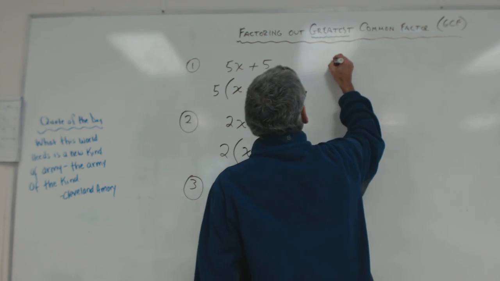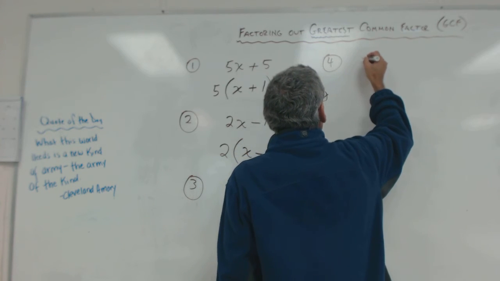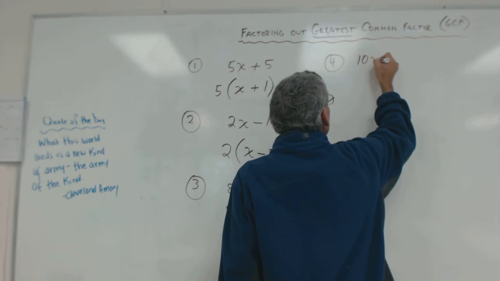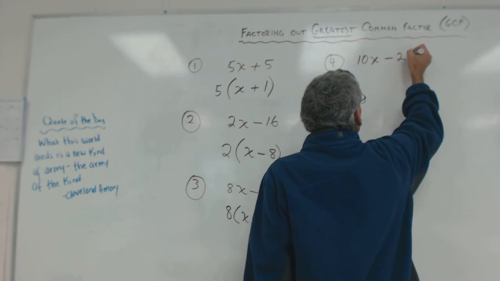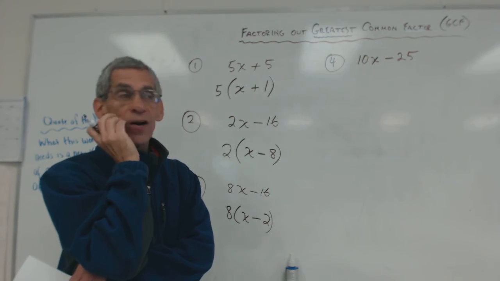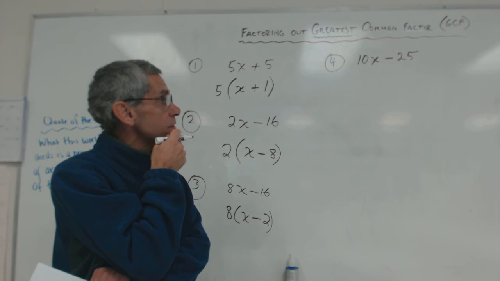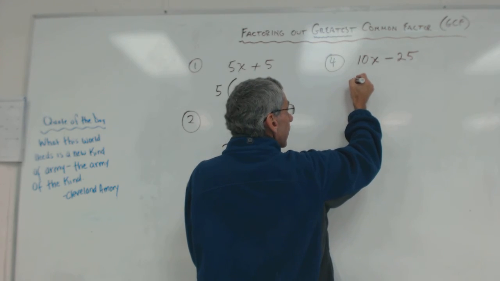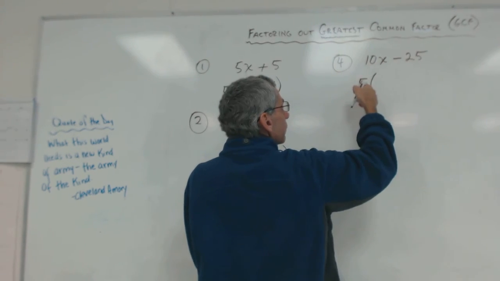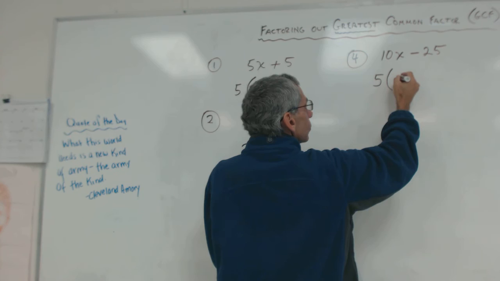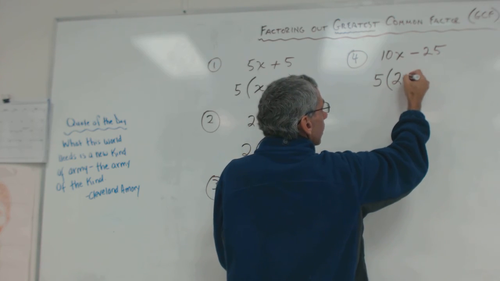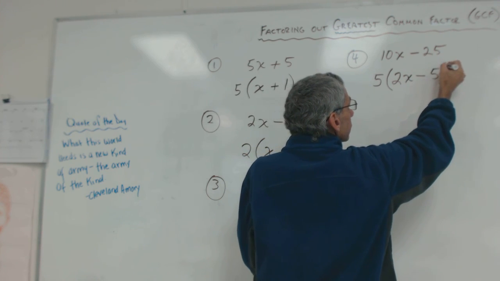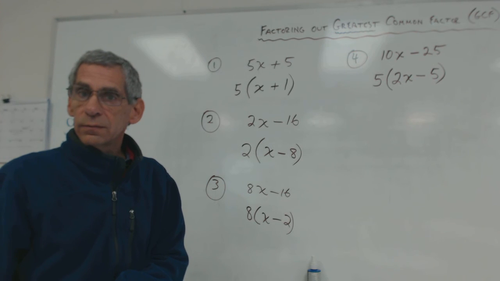And then how about this one? What if I gave you 10x minus 25? 5 goes into both of those, right? 10 doesn't. So it looks like 5. So we'll write our 5. We're going to divide everything by 5. So 10 divided by 5 is what? 2. So I write my 2. The x has to tag along. And then minus 25 divided by 5 is 5. Beautiful. Done. See how easy they are?